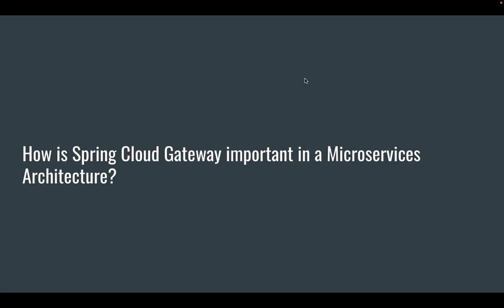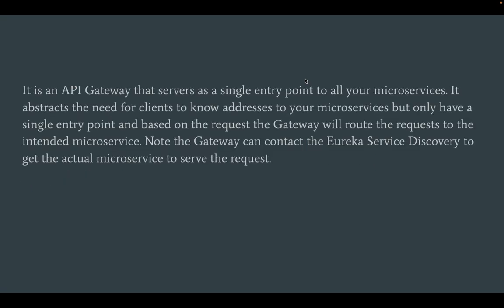So let's get right into it. How is Spring Cloud Gateway important in a microservices architecture? It is an API gateway that serves as a single entry point to all microservices. So the API gateway is responsible for all calls to our microservices. This is the entry point, and it abstracts the need for clients to know the addresses of your microservices, but only have a single entry point.